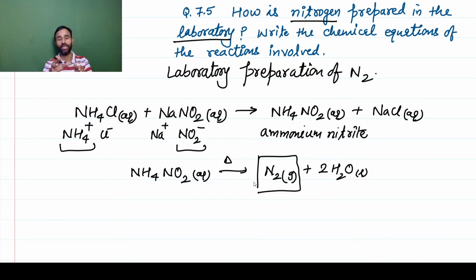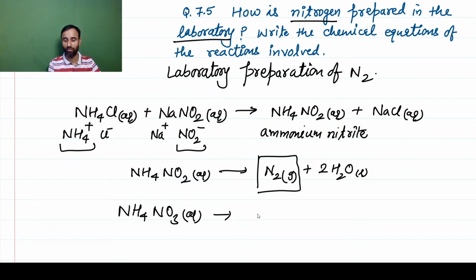And ammonium nitrite is easily decomposable, there is no need to heat even, and we get N2 gas. And to prepare N2O, nitrous oxide, the simple method is just convert sodium nitrite into sodium nitrate. If we have sodium nitrate, we get ammonium nitrate, right? Instead of sodium nitrite, if we have ammonium nitrate, we get N2O along with H2O.